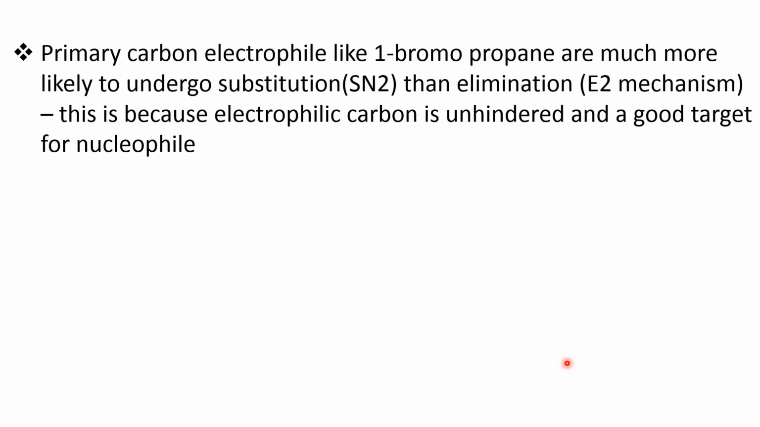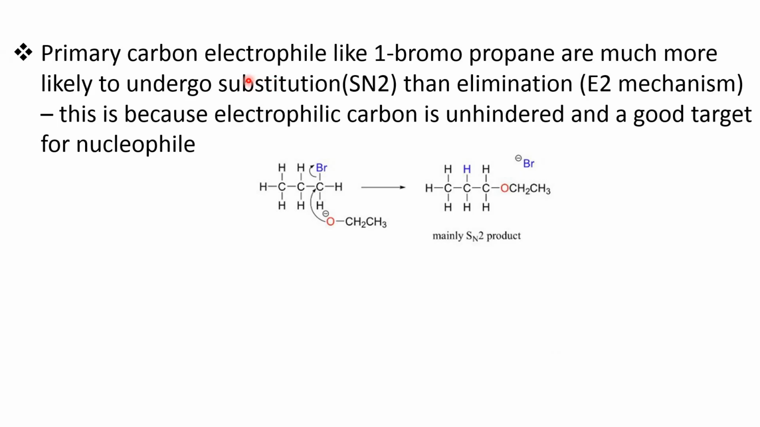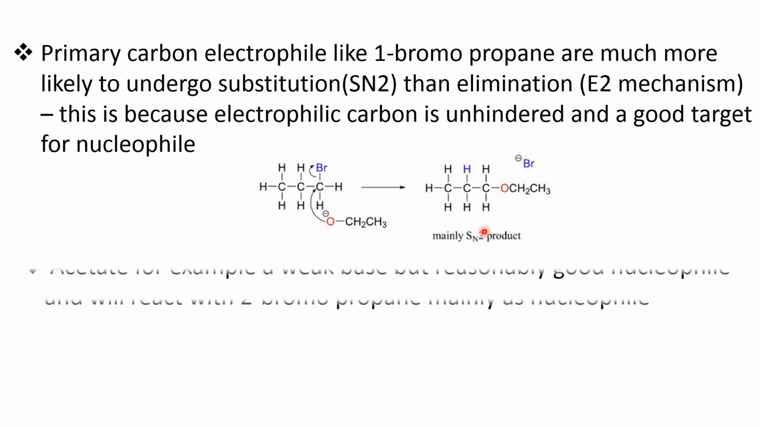Now, primary carbon electrophiles like 1-bromopropane are much more likely to undergo SN2 than elimination, that is the E2 mechanism. This is because the electrophilic carbon is unhindered and a good target for the nucleophile. If it is a primary alkyl halide, then SN2 is preferred because the substrate is totally unhindered. The nucleophile can attack this carbon atom. You will get the SN2 product.